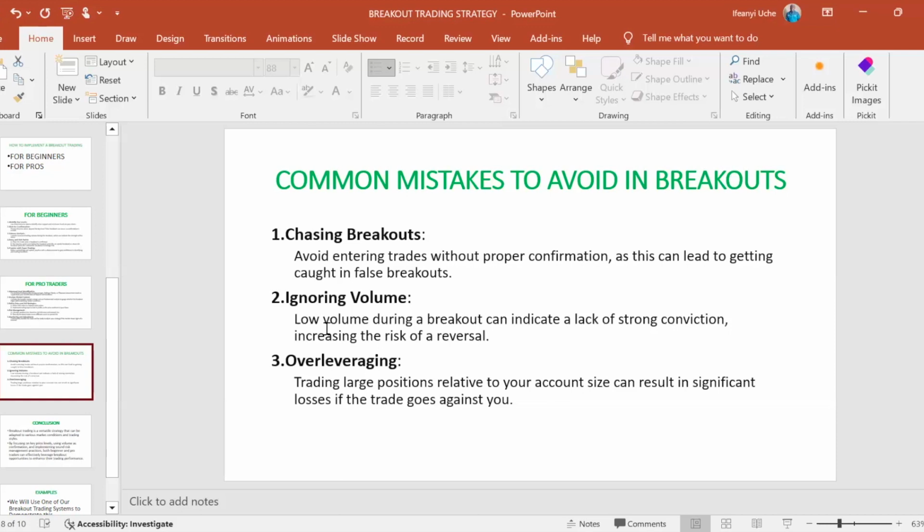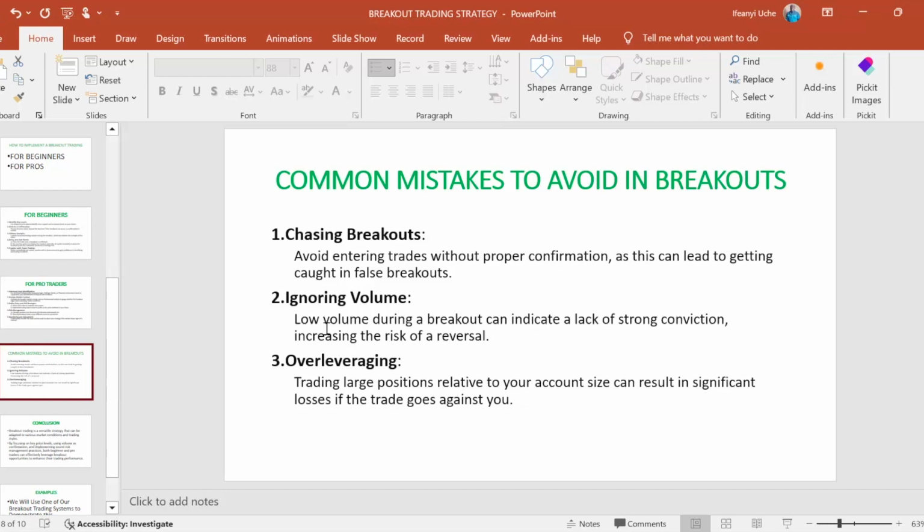Then ignoring volume. Another mistake is ignoring volume. Many traders don't even check volume. So you need to learn to start checking volume today. And I'm going to also show you how you do that without really going for any form of indicators. It's very easy to just point your cursor and you find a volume that could help you make a decision on that breakout.